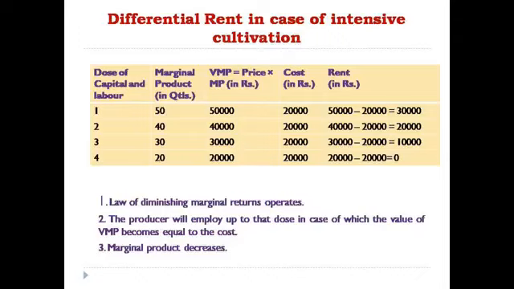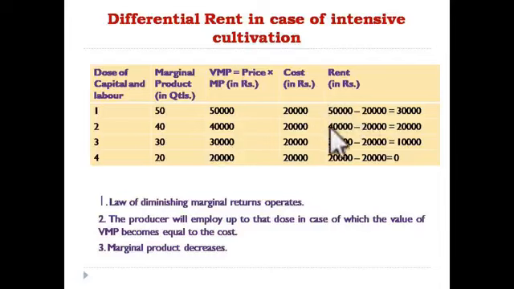Differential rent in case of intensive cultivation: there are four techniques, 1, 2, 3 and 4. Marginal product is the output generated when an additional unit of factor is employed. So 50, 40, 30 and 20 are the marginal products, meaning the output of an additional unit of factor employed in the production process. Now the next one is VMP. VMP is the price times the marginal physical product, or the marginal productivity. When we multiply the marginal product by its price, it is called the value of the marginal product. The cost is the same for all the land.